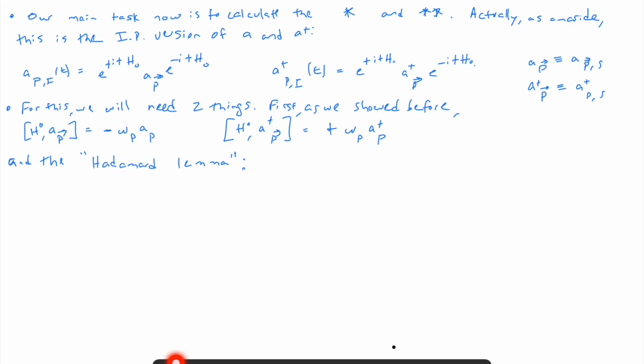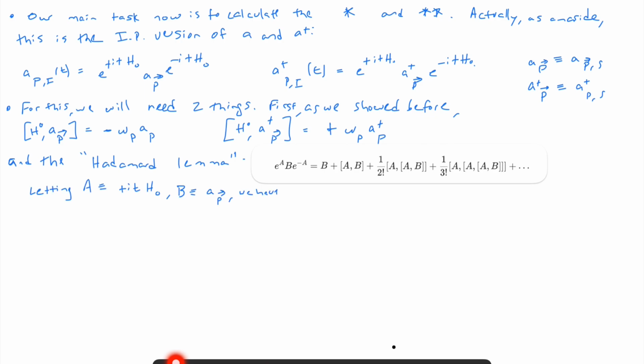Now we're going to use something which I'm not going to prove, but just going to be given. It's called the Hadamard lemma, and that's this over here. This is true for operators in general. You could probably look online for a proof of this. But this is true. If I have operators A and B, then this statement is true for this expression over here.